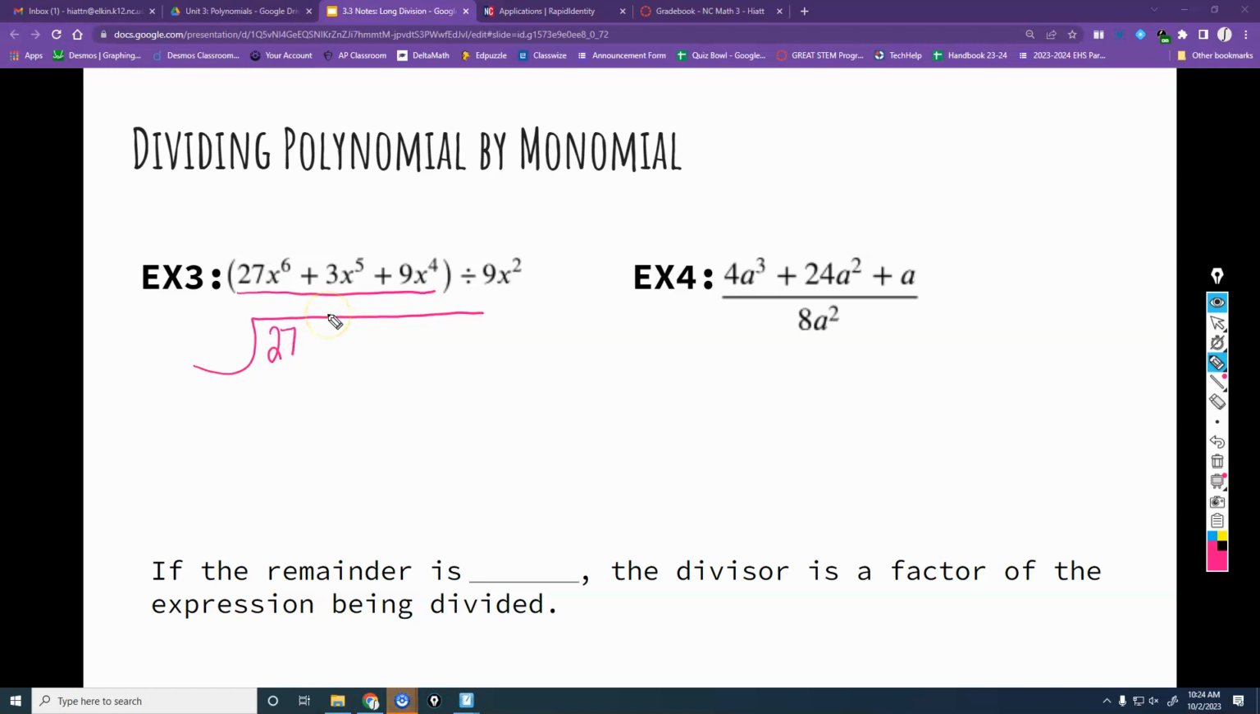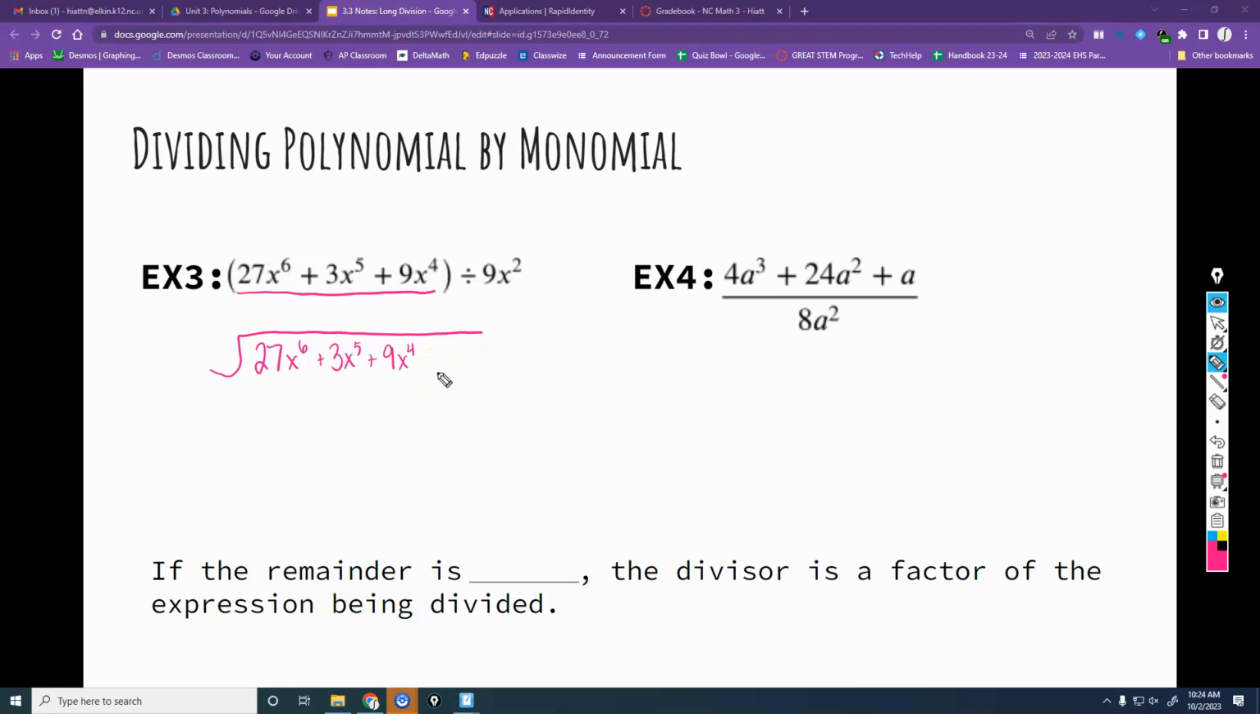27, oh, I'm not giving myself enough room. Hold on. Let's go back. Leave yourself a little space above your division so you can write things there. 27x to the 6th plus 3x to the 5th plus 9x to the 4th.